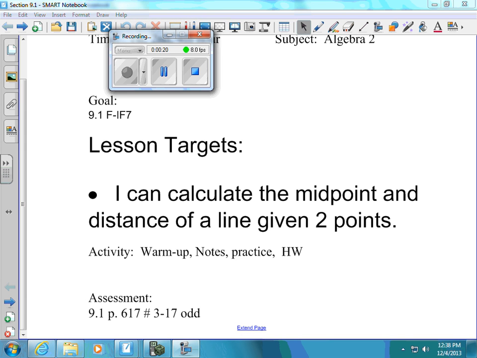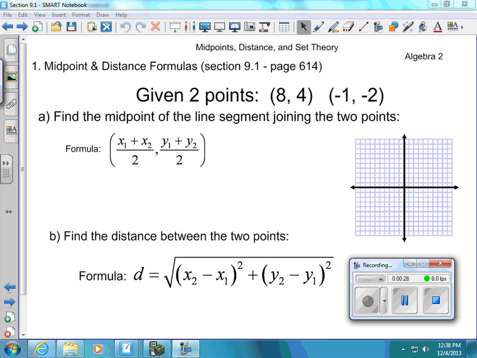I can calculate the midpoint and distance of a line given 2 points. Distance and midpoint. We've done this before. Formulas are on page 614 in section 9.1. If I want to find the midpoint of a line, basically I take the x coordinates, add them together, the y coordinates, add them together, and divide by 2.